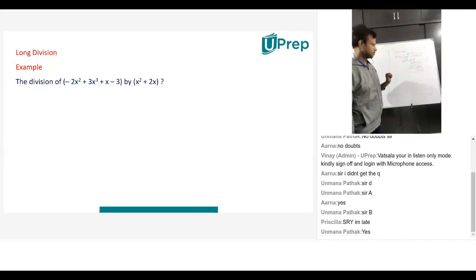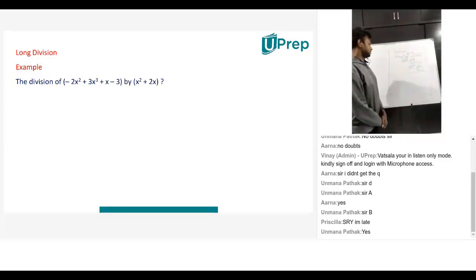Sir, where did plus 6x square come from? So 3x into 2x is 6x square. Sir, where did 3x come from? We are doing division, right? This is the quotient and this is the remainder. So the question is 3x cube minus 2x square plus x minus 3 divided by x square plus 2x, right?